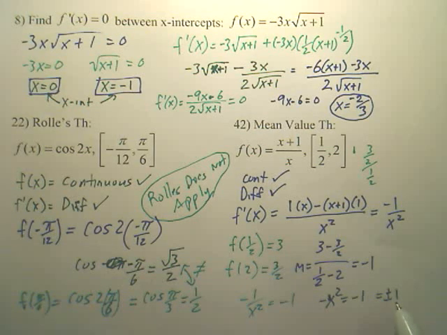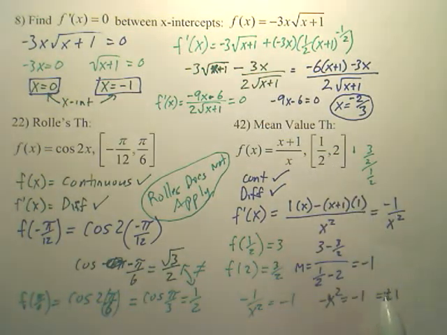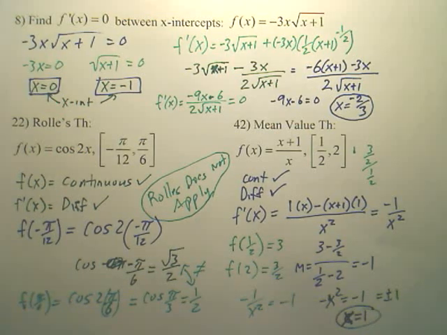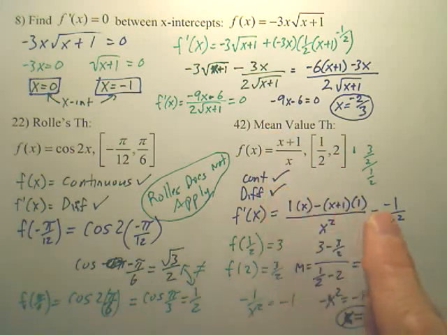And plus or minus 1, but do we care about the minus 1? No. So at 1, when x equals 1, you will have a slope of negative 1. Mean value theorem does apply because these two things work. You found the slope, and you set the derivative equal to the slope, and this is where this derivative equals negative 1. It's at 1.